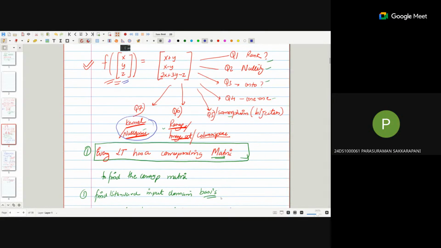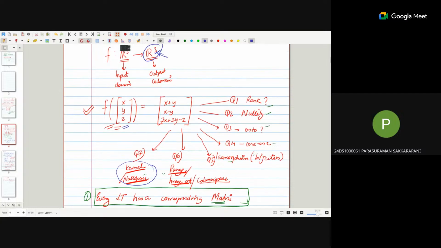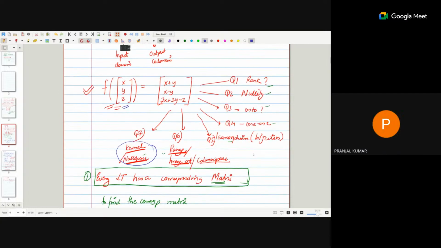Sir, if we are going in the order of rank, nullity, onto, it was very straightforward and very easy to understand. But when you are saying range is equal to codomain, that question I'm still not able to understand, sir. Range I am able to calculate. After that, how can we correlate it to codomain?